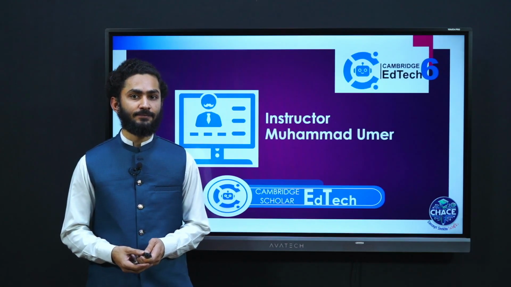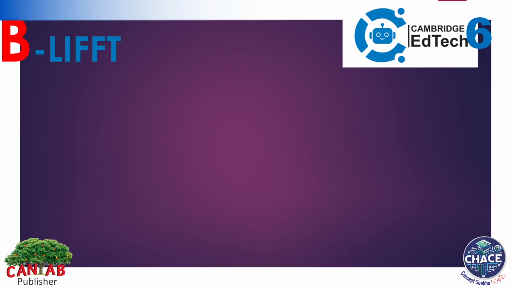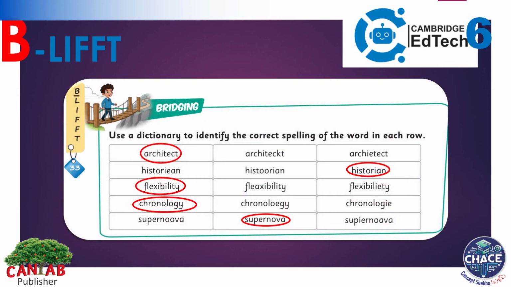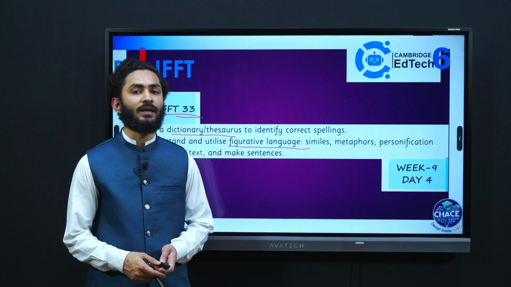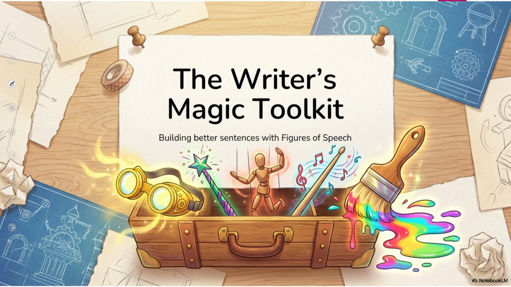Let's start our lecture. Here's a B-lift and here's the answer of that B-lift. I hope you have solved it. We have B-lift number 33, in which we are going to learn about figurative languages like simile, metaphor, personification, imagery, etc. And we use a dictionary or thesaurus to identify correct spellings which are used in our writing or in our text. Let's talk about the writer's magic toolkit, which they use while writing, and it makes their writing interesting.